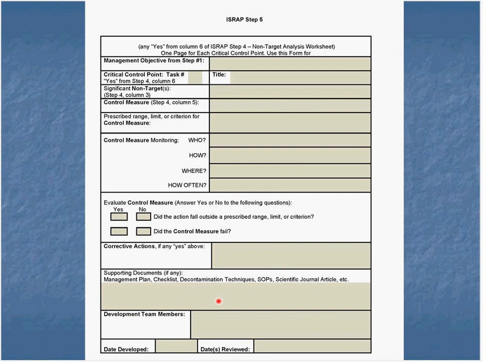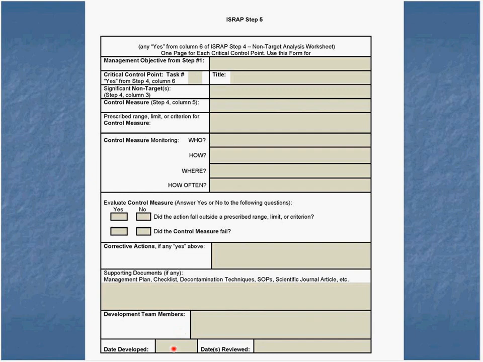In documents, you could put in decontamination techniques, standard operating procedure, scientific journal articles, a checklist, maybe a management plan. Also, in the next section here, it's also important to note teamwork. If I see only one name in here and I'm reviewing a plan, that's sort of a red flag. Teamwork is very important to this process, as well as management commitment.